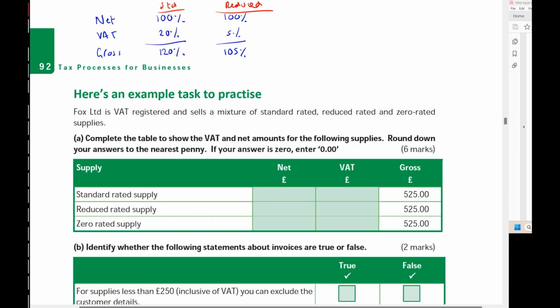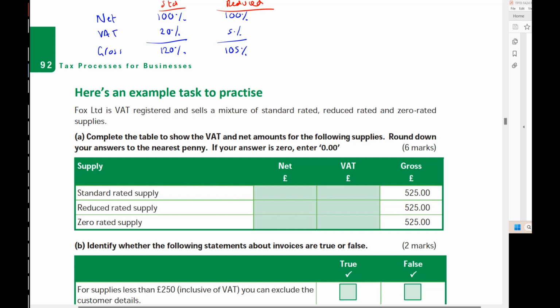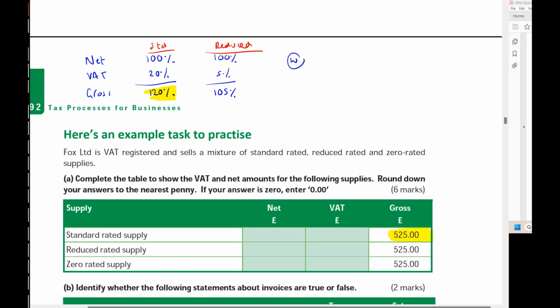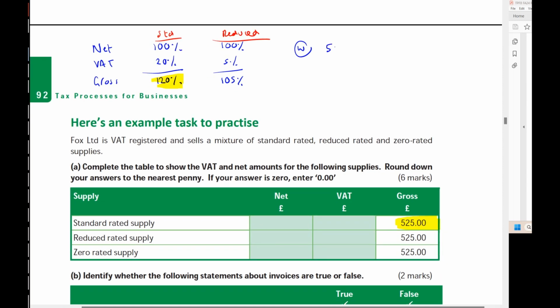So now I understand that, I can look at the question and see the first one is a standard rated supply and I've been given the gross figure. So I know that this £525 is the equivalent of 120%. Let me show you how I would work that out. I would say £525 divided by 120 will give me the value of 1%, because 120 percentage points are worth 525. Divide by 120, 1 percentage point will be worth whatever the answer to that is.